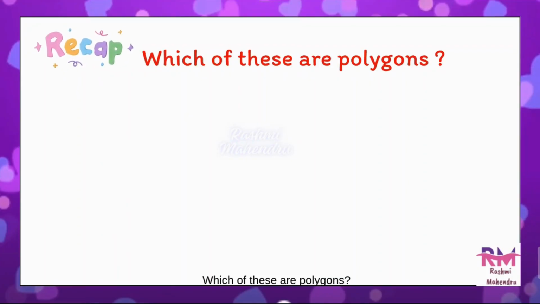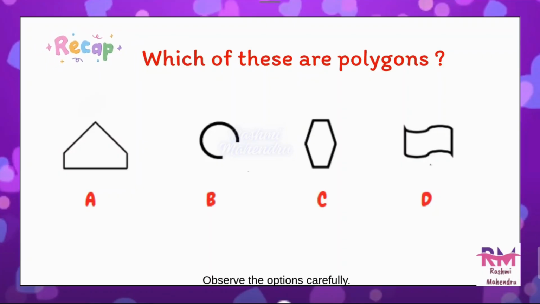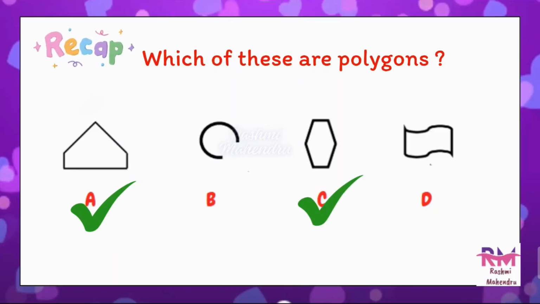Which of these are polygons? Observe the options carefully. You may pause the video to answer. Well, we know closed two-dimensional shapes when drawn using line segments only are called polygons. These conditions are satisfied by option A because it's a closed figure drawn using line segments only, and option C because it is also a closed figure drawn using line segments only. Whereas option B is an open curve, and option D is closed but is drawn using a combination of curve and line segments. So A and C are the polygons.